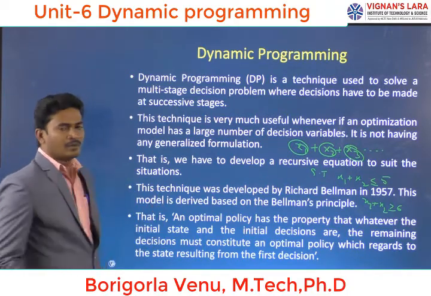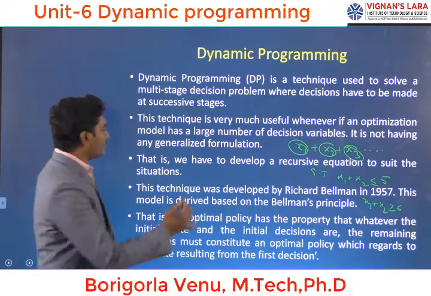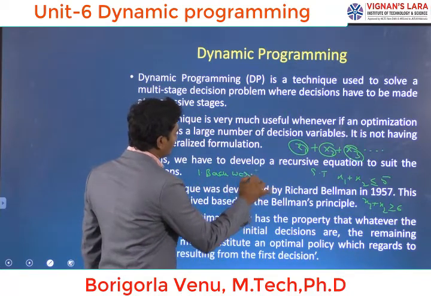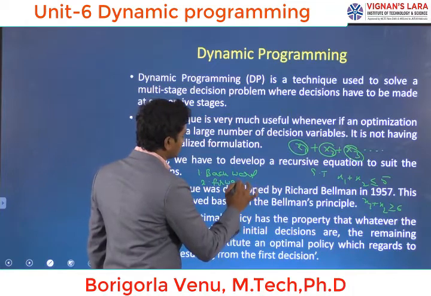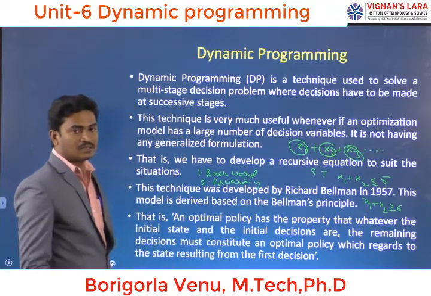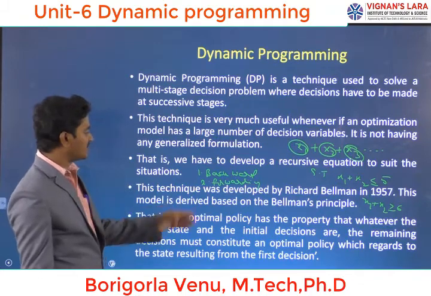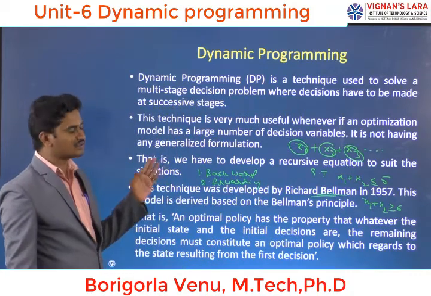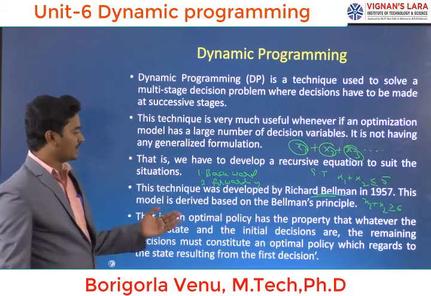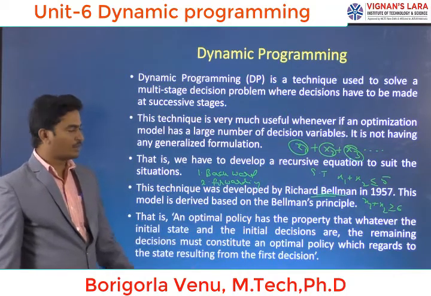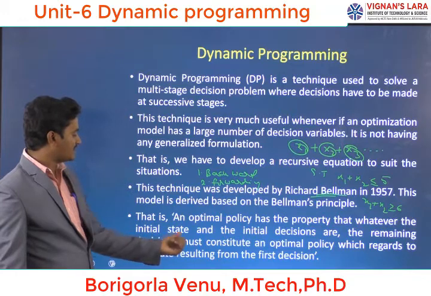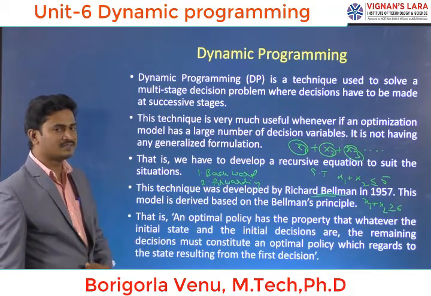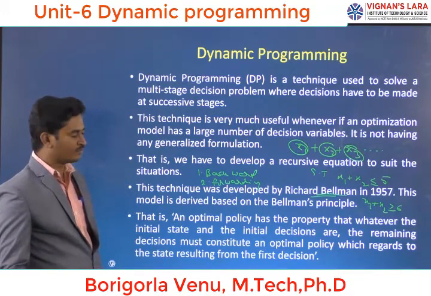Okay, here we are going to develop the recursive equations in two manners. One is backward recursive and the other is forward recursive. Based on these recursive equations, we are going to convert the states into the recursive equations. This technique was developed by Richard Bellman in 1957. Okay, this technique is also called Bellman's principle. Here the optimal policy has the property that whatever the initial state and the initial decisions, the remaining decisions must constitute an optimal policy with regard to the state resulting from the first decisions.